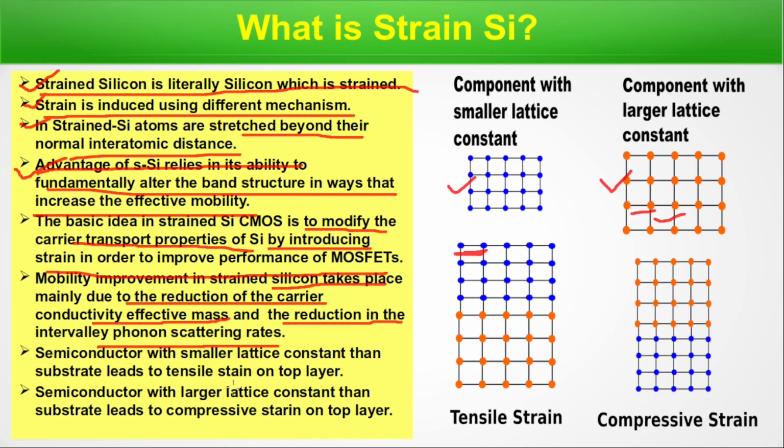So a semiconductor with a smaller lattice constant than the substrate leads to tensile strain on the top layer. This one: smaller lattice constant than the substrate leads to tensile strain, and a larger lattice constant than the substrate leads to compressive strain. This one has a larger lattice constant and the substrate has a lesser lattice constant, so it will be compressed. That is compressive strain. Now we are done with this slide. Let's move to the next slide.